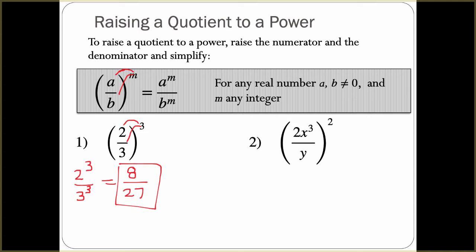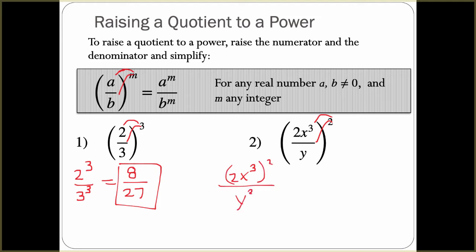For number 2, we have 2x cubed over y, all squared. So we need to bring this power into everything on the inside. So we're going to bring it to the numerator. We're going to bring it to the denominator. I'm going to show you all the steps that you can do, and then we'll talk about what I need to see. So we have 2x cubed all squared, because we bring the 2 into the top, and we have y squared.